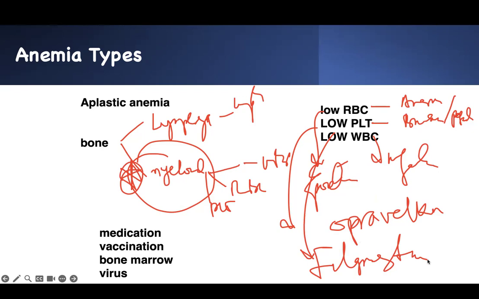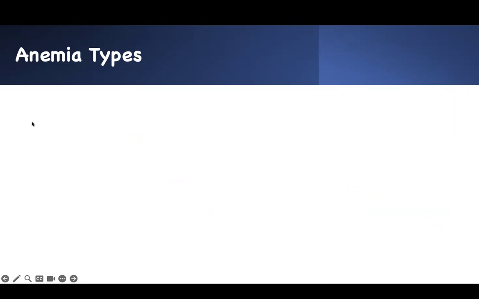This is another form of anemia, but it's not just anemia. It has other things associated with it. So there's a lot of teaching associated with it. And this is all that you need to know for anemia.